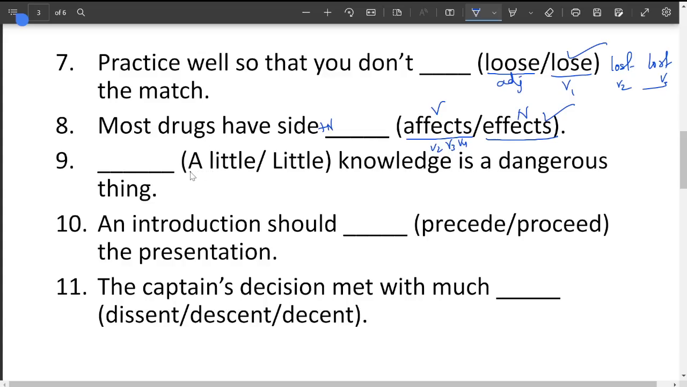Okay, next, dash knowledge is a dangerous thing. We have two options here. One is a little, another one is little. In these two there is one positive, one negative. Okay, a little when you are using, remember this is positive, little is negative. Same case with few and a few. A few means positive, few is negative. So little in the sense almost no knowledge, a little in the sense some knowledge. Now dash knowledge is a dangerous thing. What can be used here?